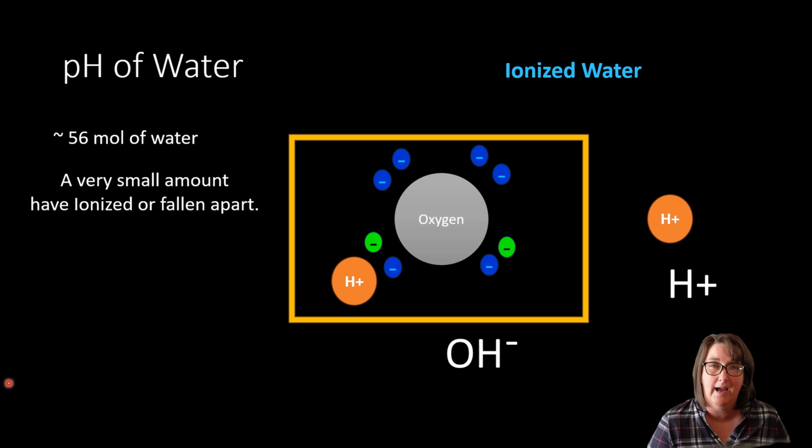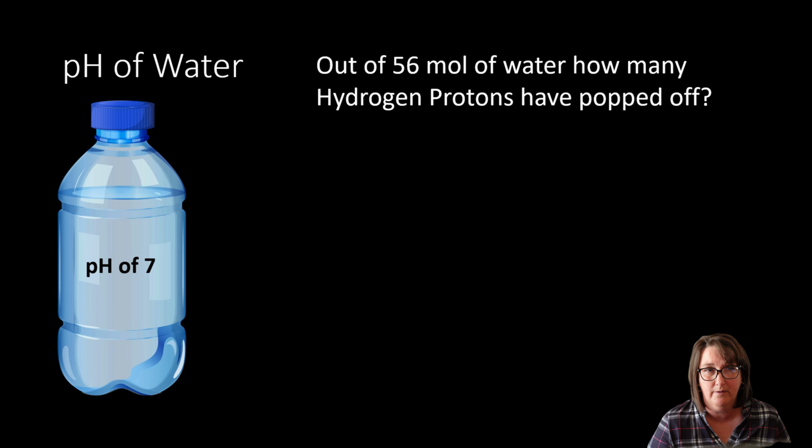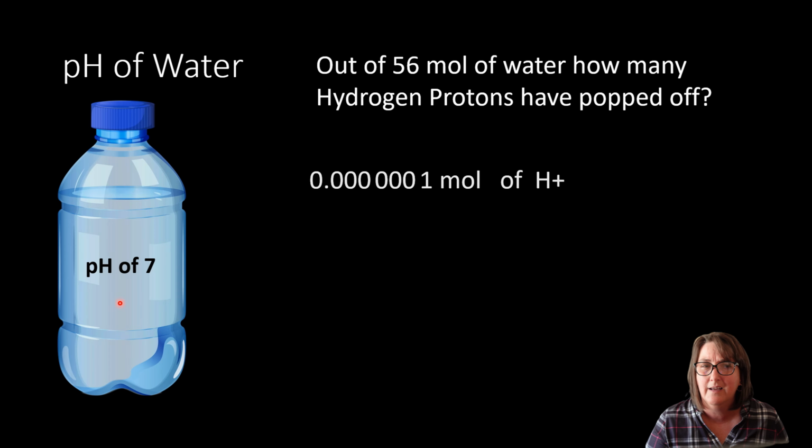So this is what we call ionized water. A proton has popped off, and now I have hydroxides floating around in my water. Out of the 56 moles of water, how many hydrogen protons have popped off? A very, very small amount. In this liter of water that I have at a pH of 7, all I have are water molecules, but remember, some have ionized. I've had hydrogen protons pop off. I've only had 0.0000001 moles of hydrogen protons pop off. It's a very, very small amount.